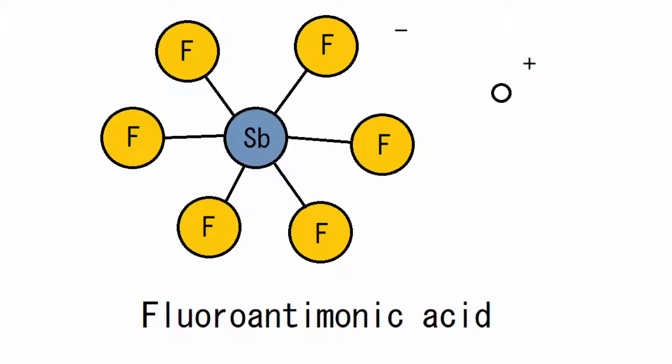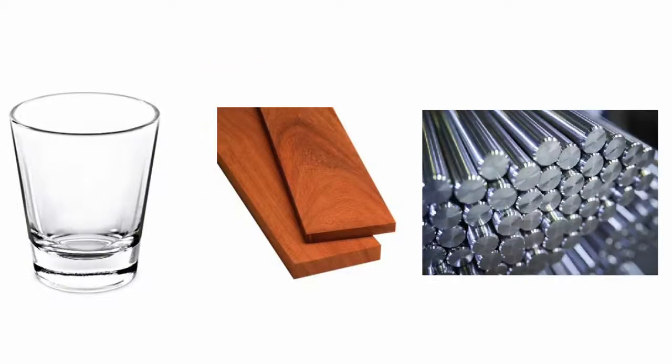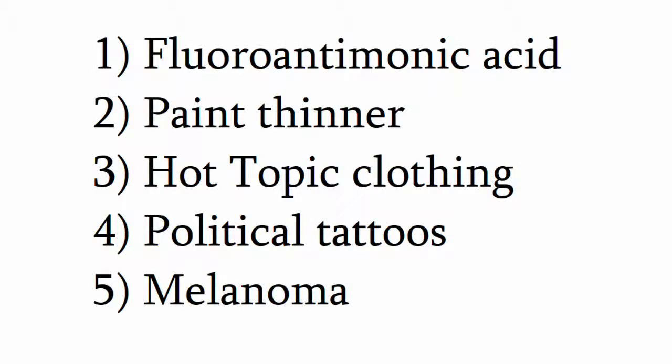So let's talk about fluoroantimonic acid. This unbelievably strong acid is 10 quadrillion times stronger than sulfuric acid, and will dissolve basically anything: glass, wood, steel, you name it. It's basically at the top of your list of things you do not want on your skin.